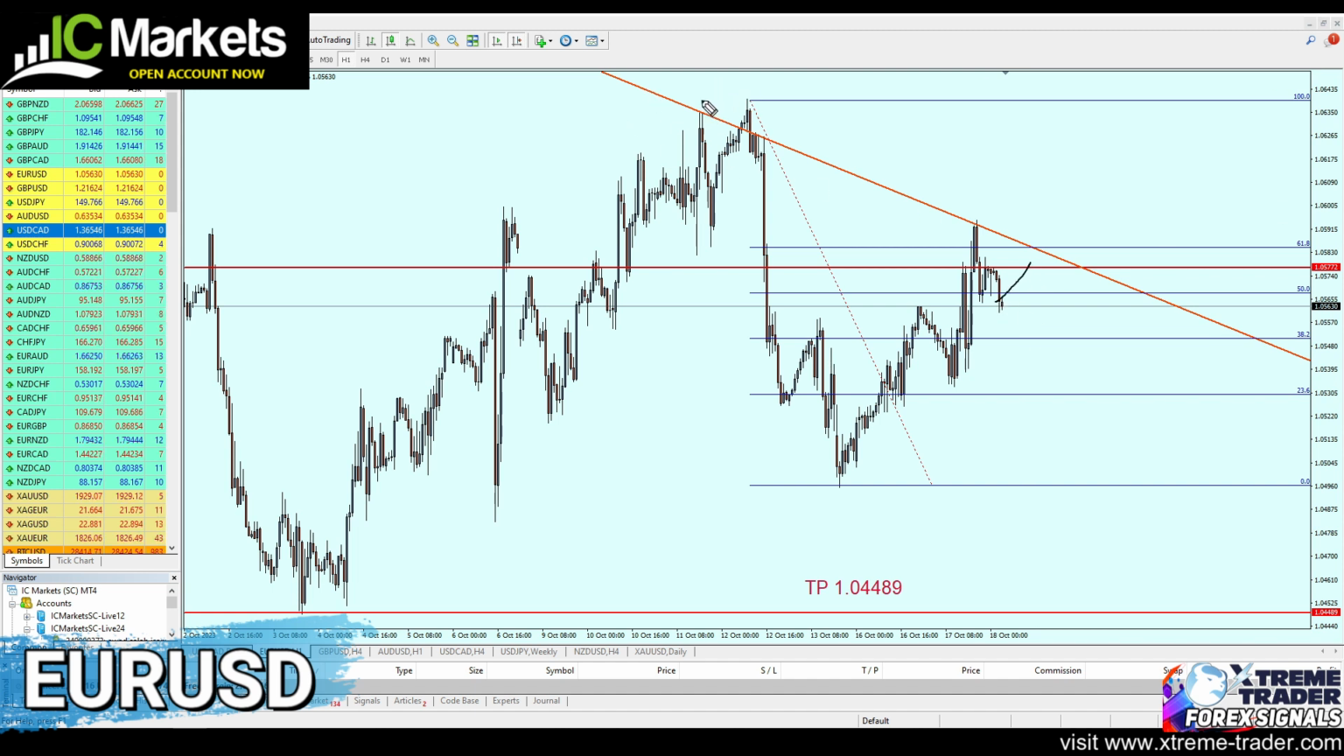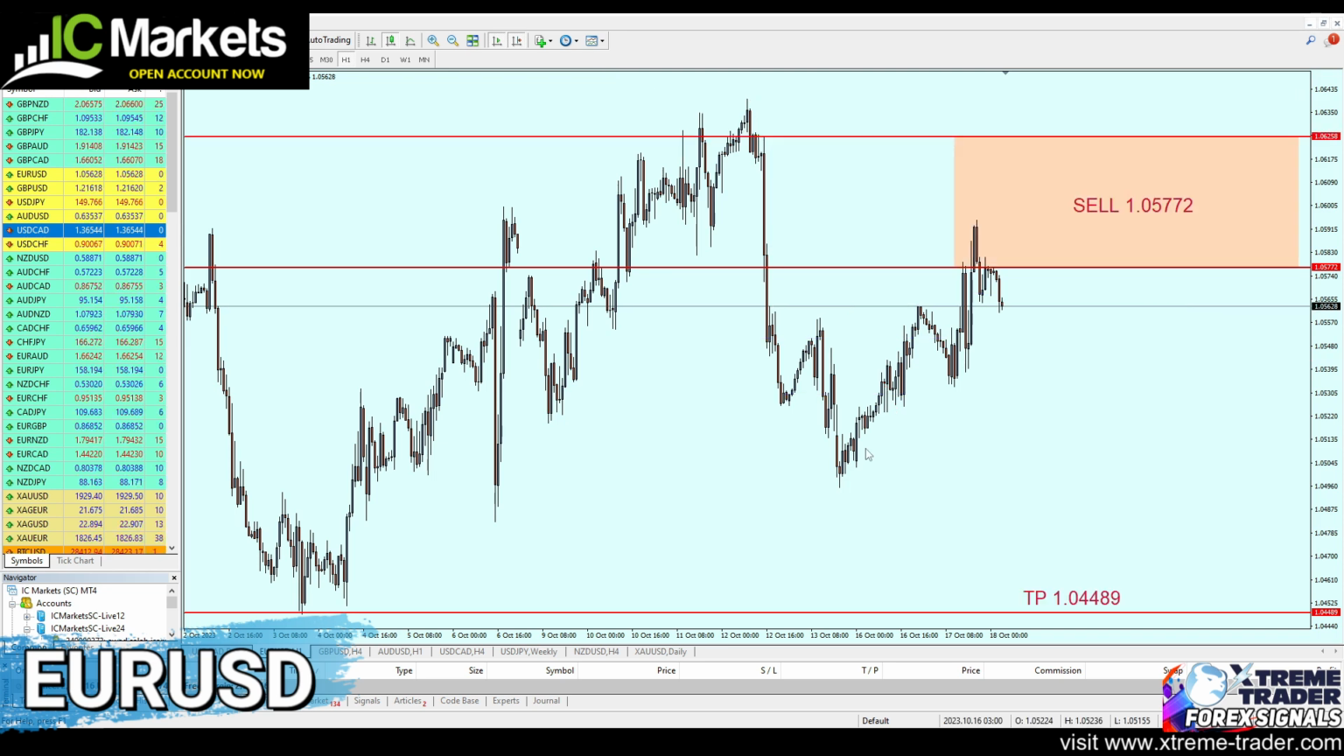Now, considering the resistance trend line right here, we highly doubt that the Euro USD will be able to break out from 61.8, because if it does, it means that this downtrend has been broken, and it is no more a downtrend, it's going to be an uptrend, which most likely is not going to happen. So anyway, guys, let me now write the signal for you.